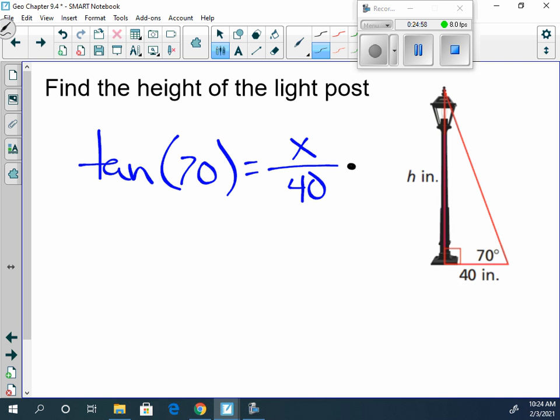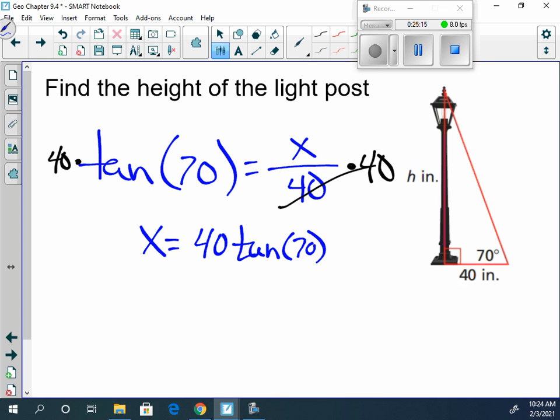So we're going to multiply both sides by 40 because those will cancel out. It tells us that x is equal to 40 tangent of 70.